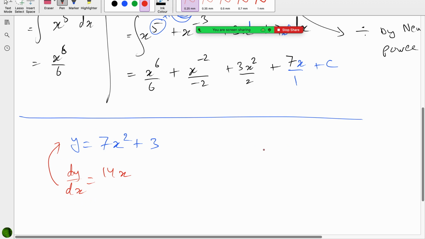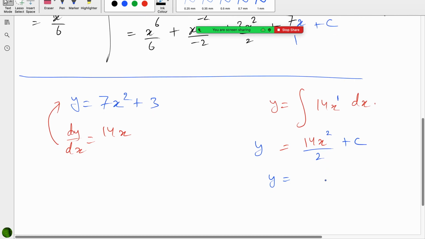But how do we do that? y equals the integral of 14x dx. Now this should be 14x to the power plus 1. This power is already 1, so 1 plus 1 is 2, divided by the new power, plus the constant term which was eliminated during differentiation. Now to find this constant, we should have one set of values for x and y. Where will we get that? In the exam, it is always given. Here I've supposed this question.